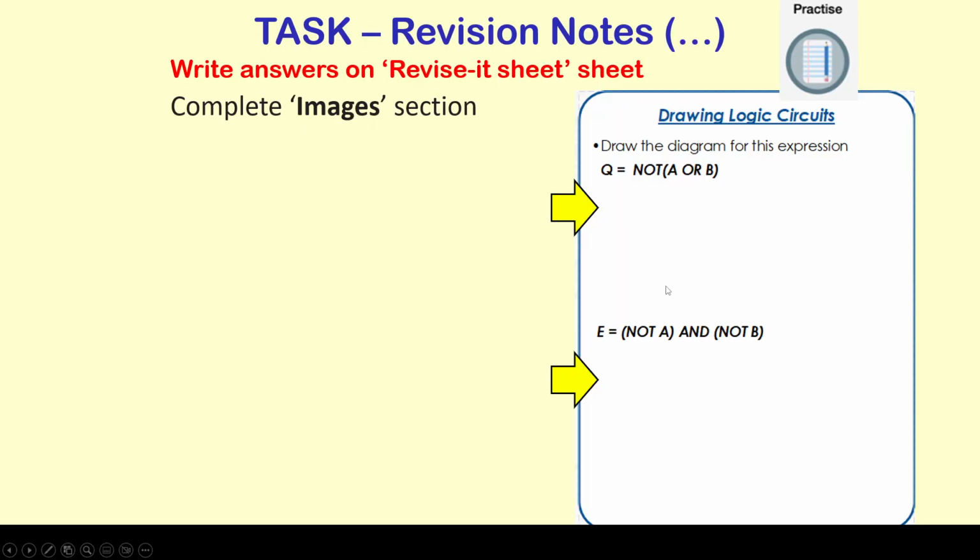Okay, on your sheet, last task for today. Draw the diagram for these two expressions. Make sure you draw carefully the shapes of each of the logic gates and how they're connected together. Off you go.